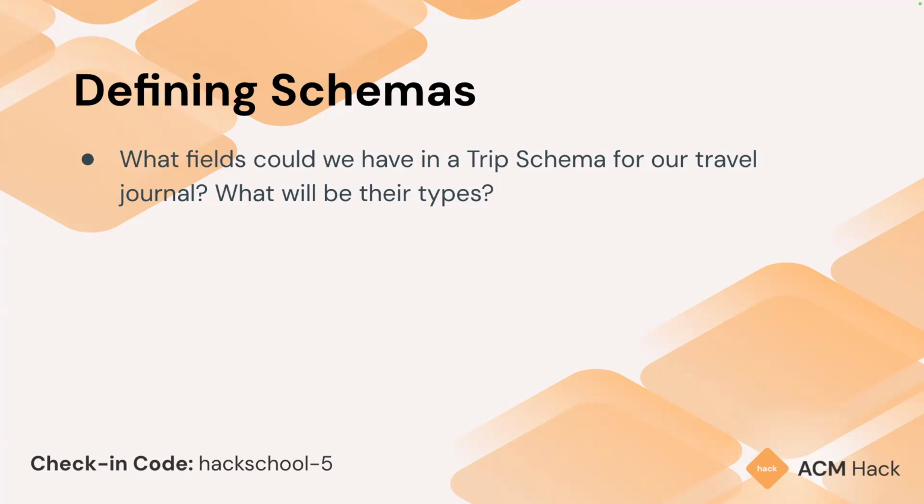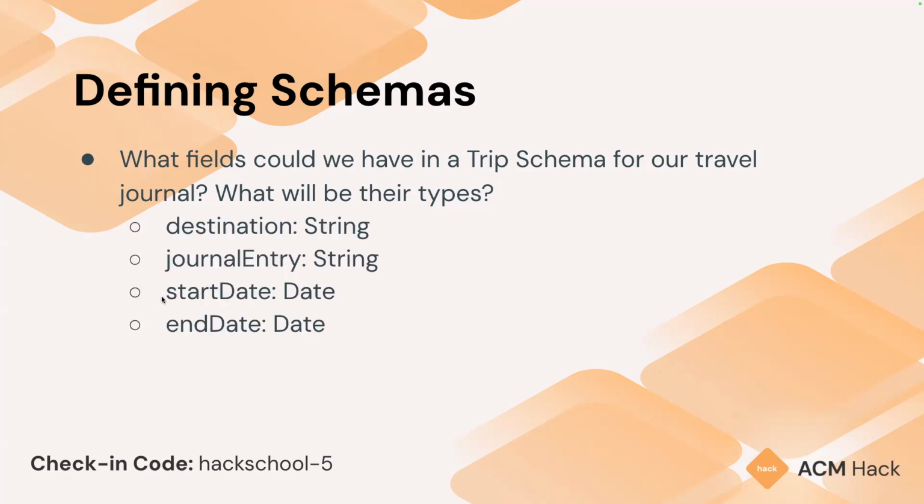So yeah, you guys are absolutely correct. So then here is what our trip schema would look like. As you said, destination would be a string, the journal entry would be a string, and then the start date and end dates would be the date type.